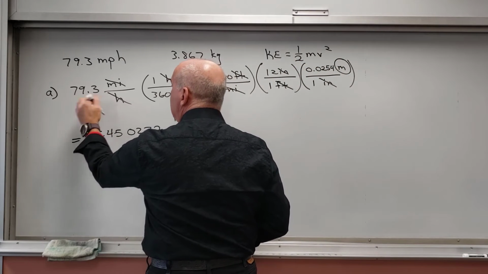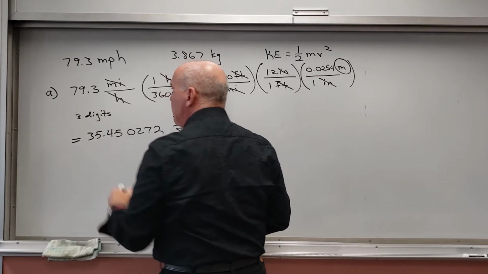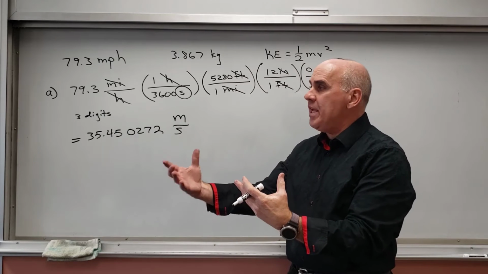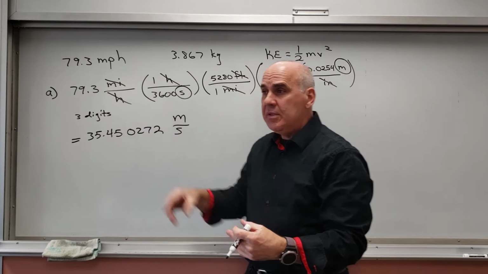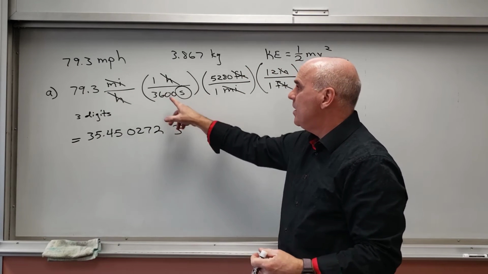793. 1, 2, 3. There are 3 digits here. There are 3 digits in 79.3. That means I know the answer down to 1/10 of a mile per hour. That's how precise my measurement is.